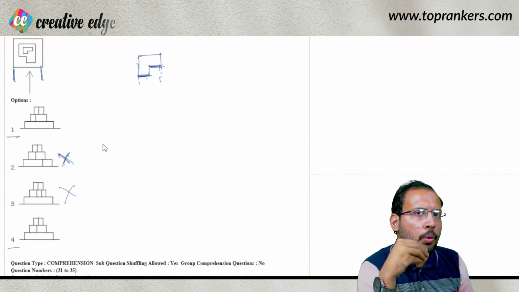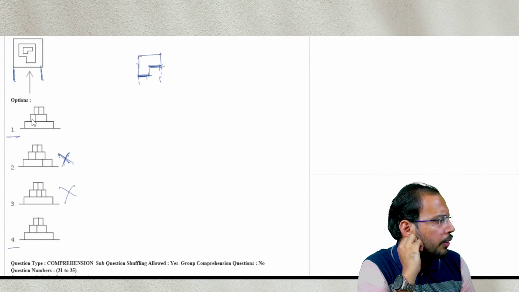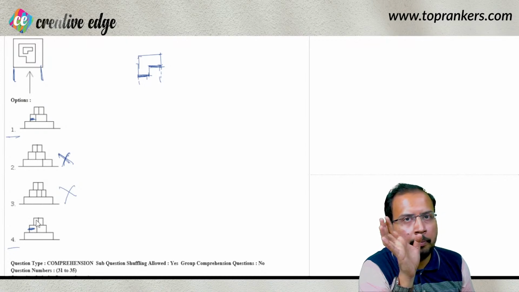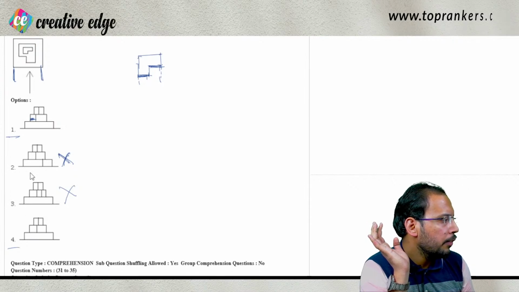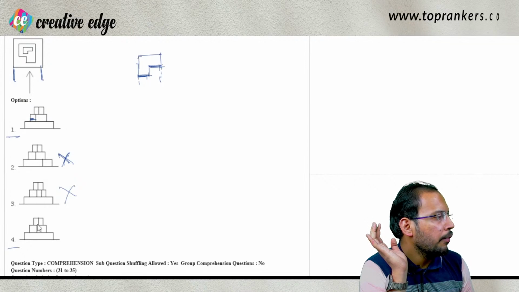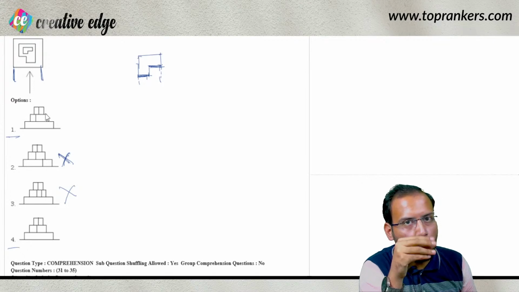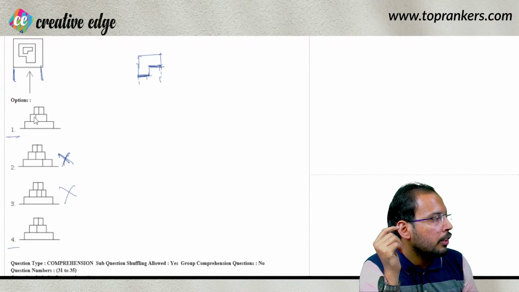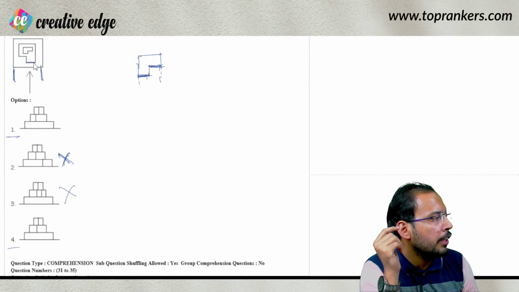The only difference that we can all observe here is the length of this part and the length of this part. In option number 1 and 4, I believe these 2 lengths differ, and out of the 2, 1 would be the correct one. So let us cross check the length of this second part. If I see the second figure, this length is somewhat smaller and this is somewhat bigger.